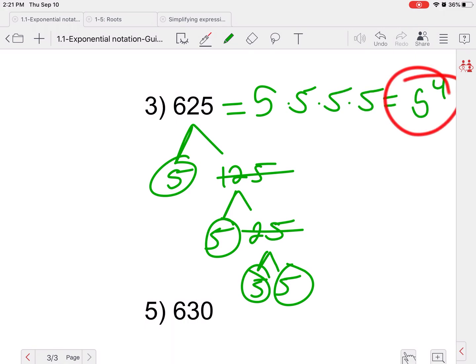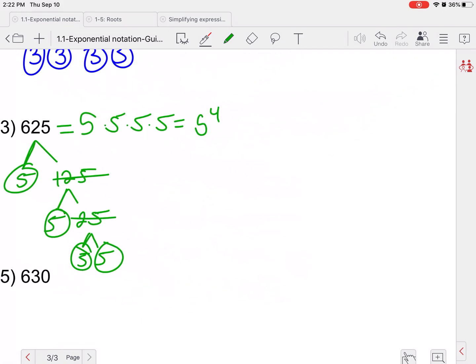If you want to go ahead and jump right to that, that is fine, because if you're like, oh, I wrote down 4 5s and I know that's 5 to the 4th, that's fine. Go ahead and try that.